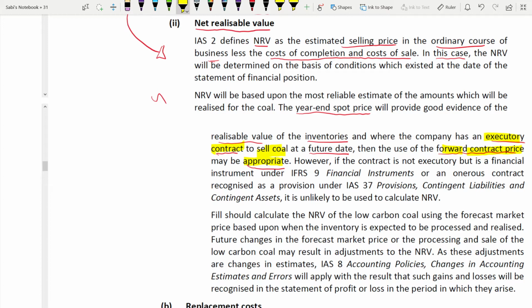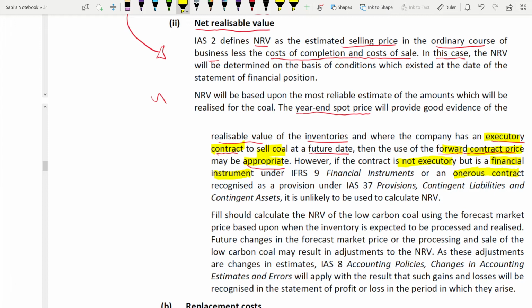However, if the contract is not executory but it is a financial instrument, what happens? In this case, this is not a financial instrument, it's a commodity, the coal, like a normal commodity. If it was a financial instrument, a non-executory contract, then it would be under IFRS 9 or IAS 37 as an onerous contract, because they have a contract to sell coal. That's why we are talking about the contract from different aspects: one is from the financial instrument, the other is from IAS 37, onerous contract. Because it's not clear which type of contract it is, you need to bring this out in your answer. Whenever the word contract is there, this comes up.